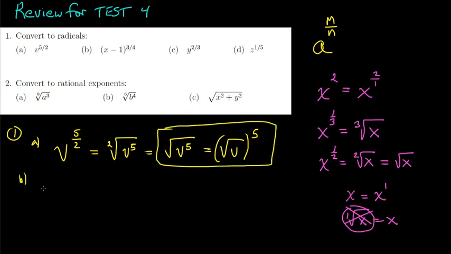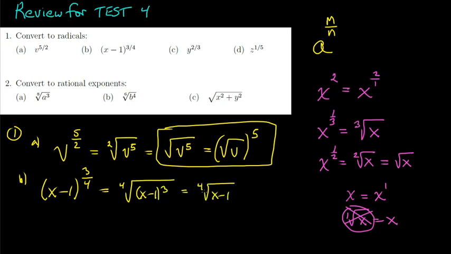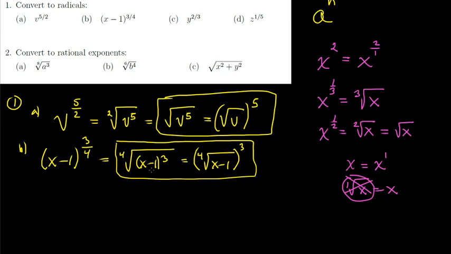So for part B, we have x minus 1 to the 3 over 4. So this has to be the 4th root of x minus 1 to the 3, or the 4th root of x minus 1, all to the 3. Again, it works either way here. We're assuming that x minus 1 is positive. So part C, y to the 2/3. Of course, that's just the cube root of y squared.